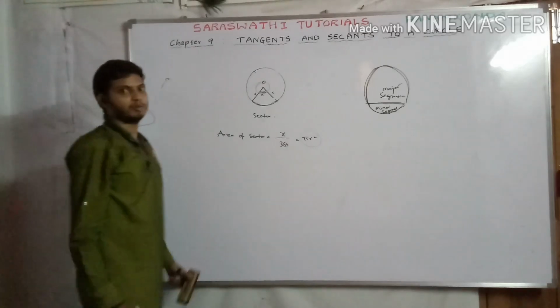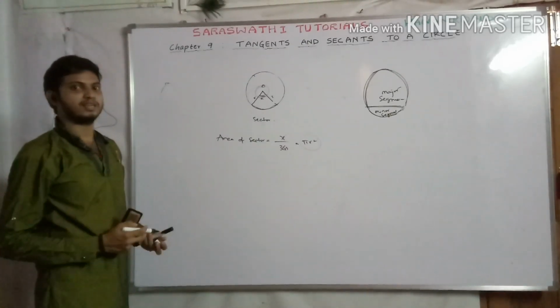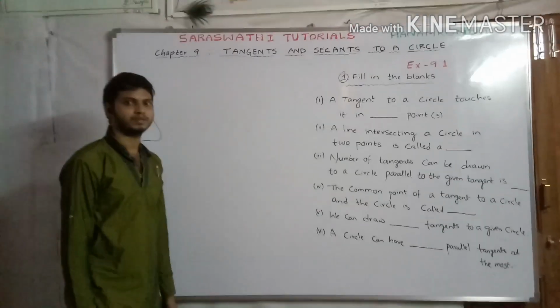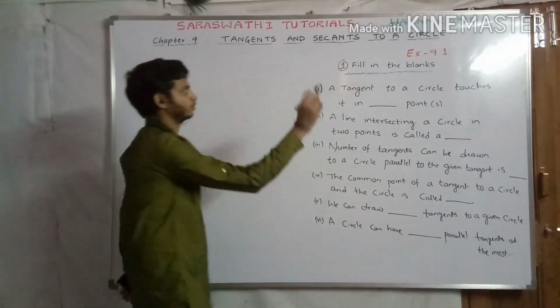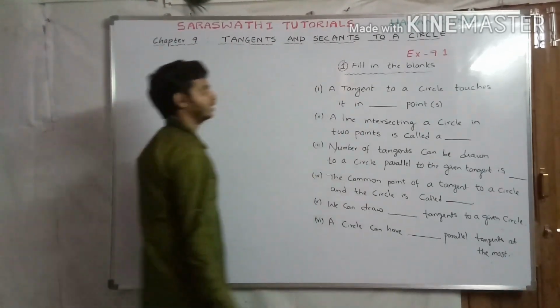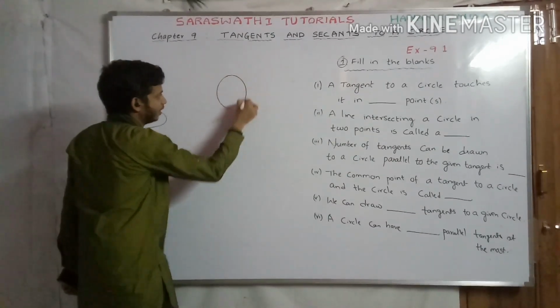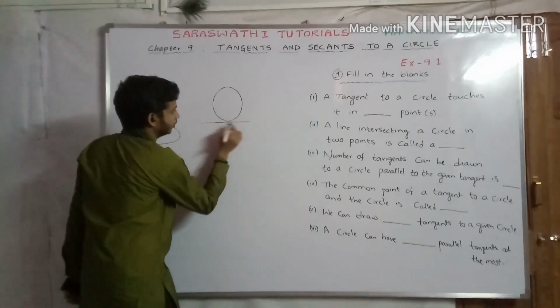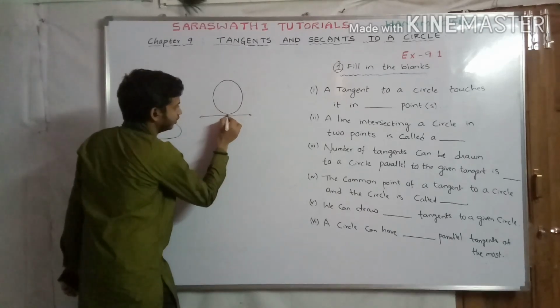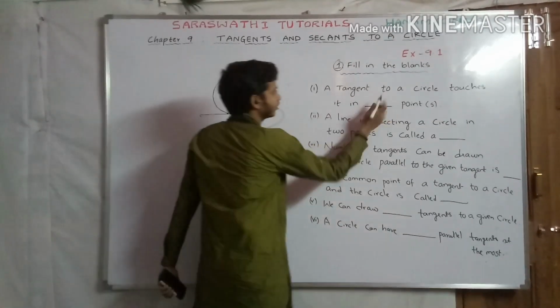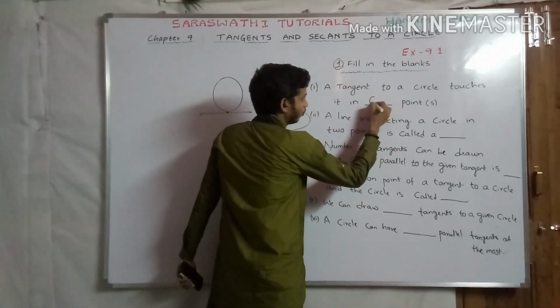Okay, so this is all about the basics of this chapter. So we shall start exercise 9.1. The first problem is fill in the blanks. A tangent to a circle touches it in dash point. We know that a tangent to a circle touches it in only one point.